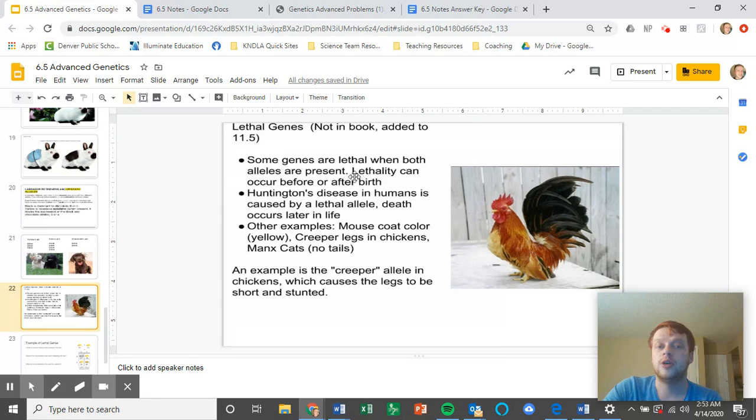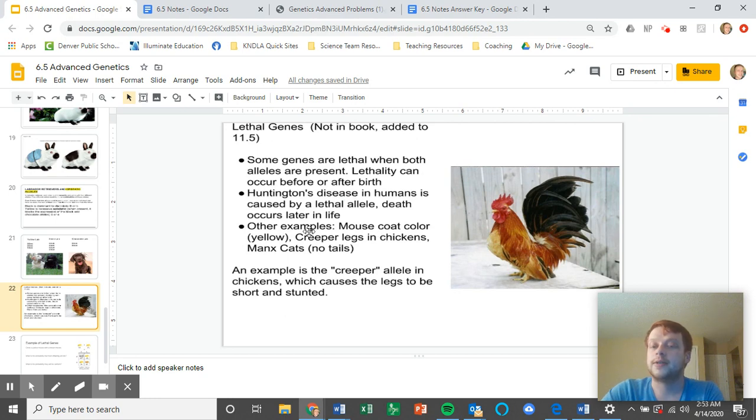All right, moving on to our final type are the lethal genes. This is not in your textbook, but it is sometimes on the AP exam, so I wanted to cover it. Lethal genes are only present when both alleles are present. The lethality, remember the word lethal just means deadly, can happen before birth or after. So Huntington's disease is a disease in humans caused by a lethal allele, but it actually doesn't affect you until you're in your 60s and 70s.